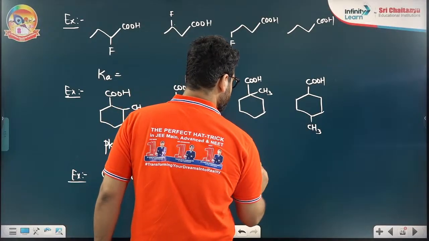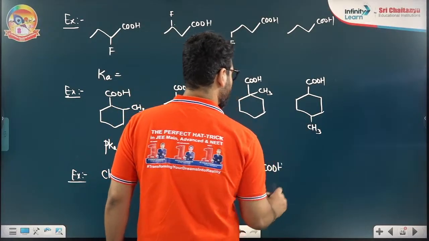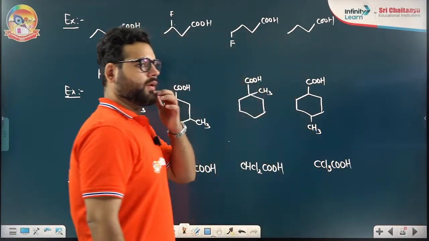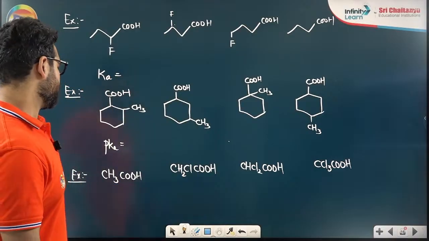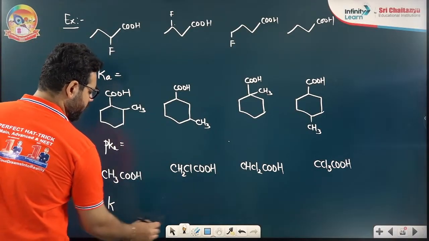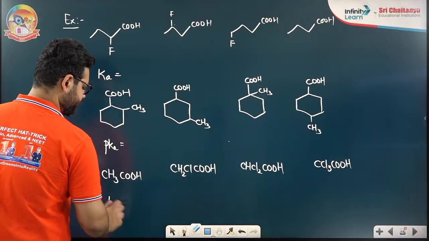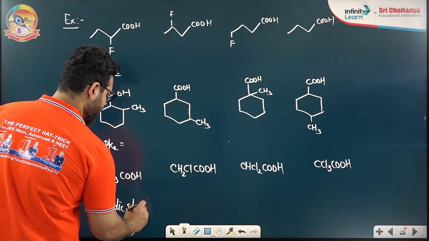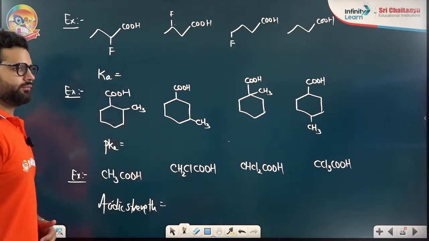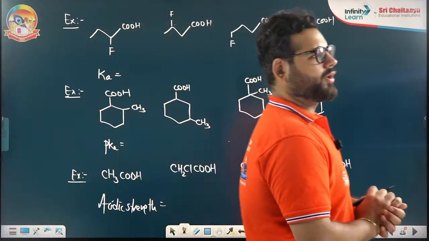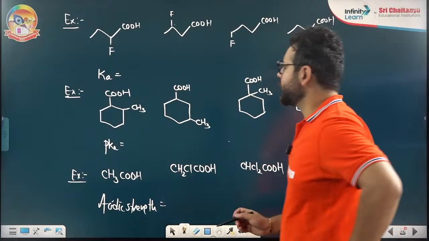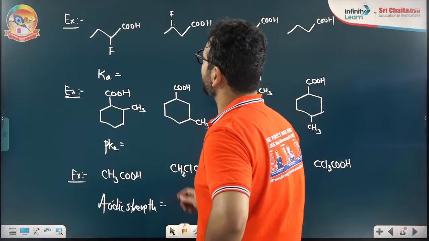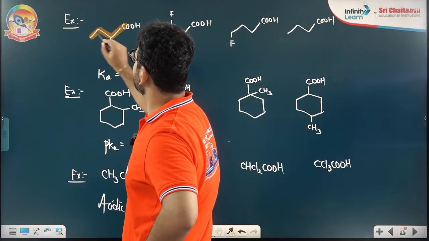Here I am taking CHCl2COOH and CCl3COOH. Here also I am asking the order of acidic strength. Okay. So if I do the first one, you can see here that the common part is these 4 carbons, 1, 2, 3, 4. Butanoic acid is the common part.